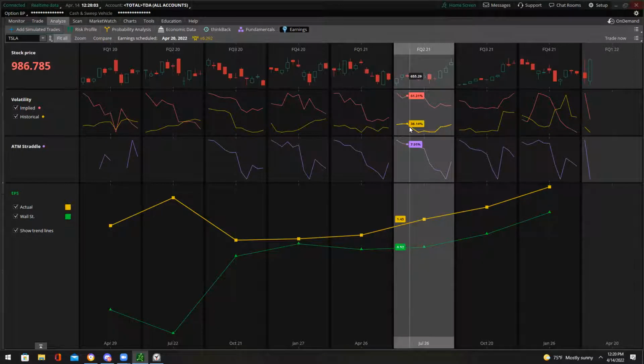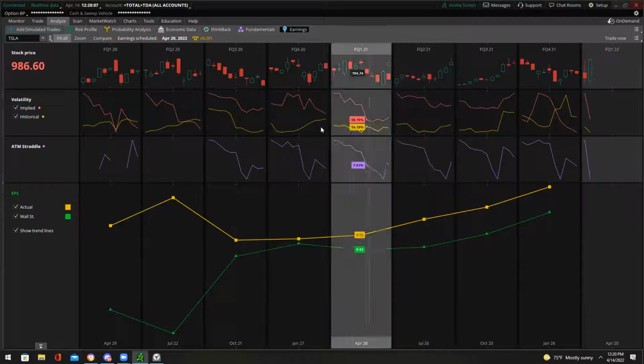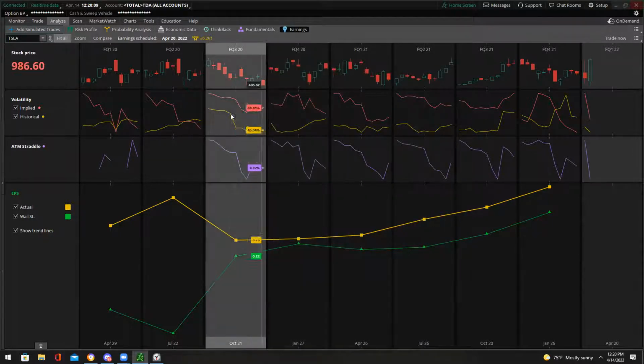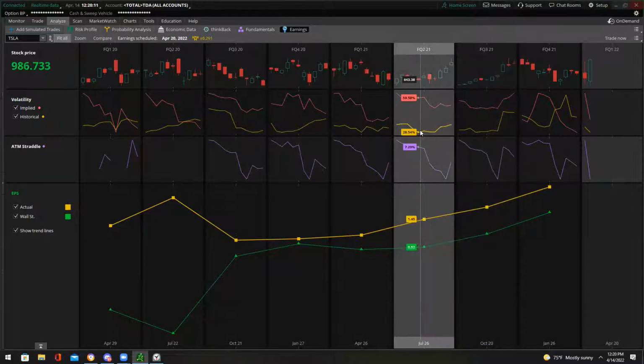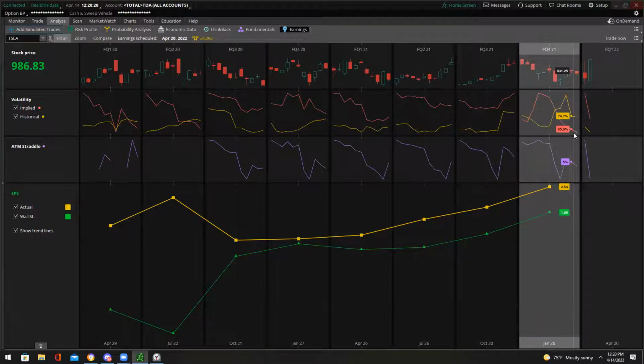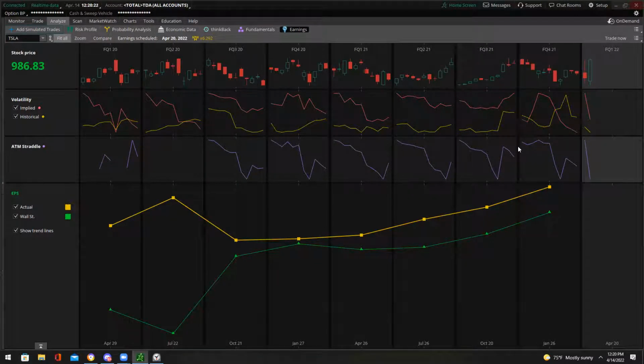This is why, I mean, every single quarter's volatility is different. So you need to be mindful. This quarter was like 60%. This quarter was only like 30%, right? So this is something that you want to be mindful of, because you can get crushed.